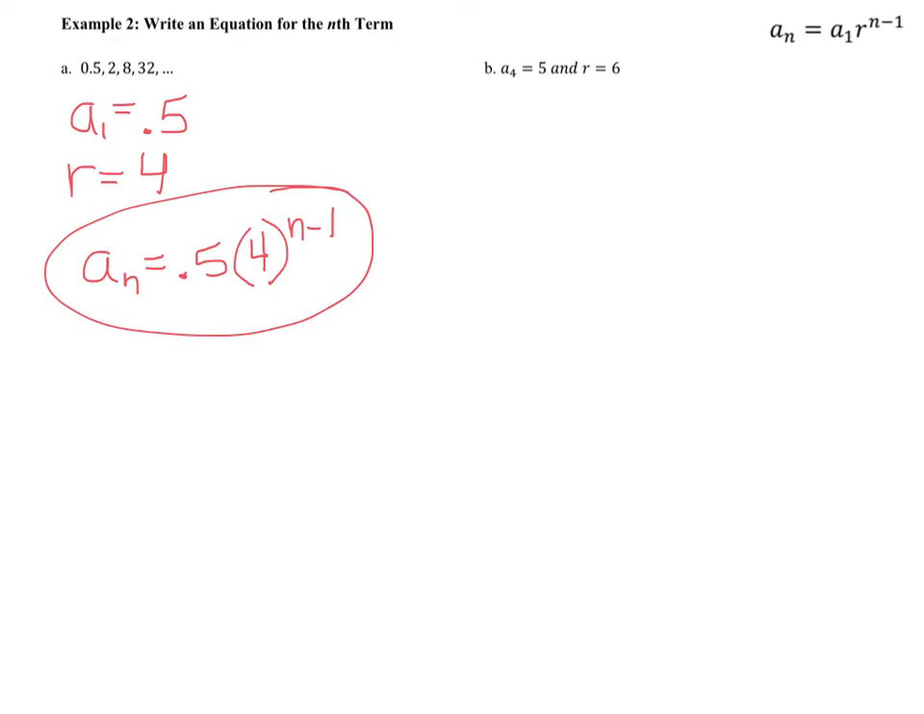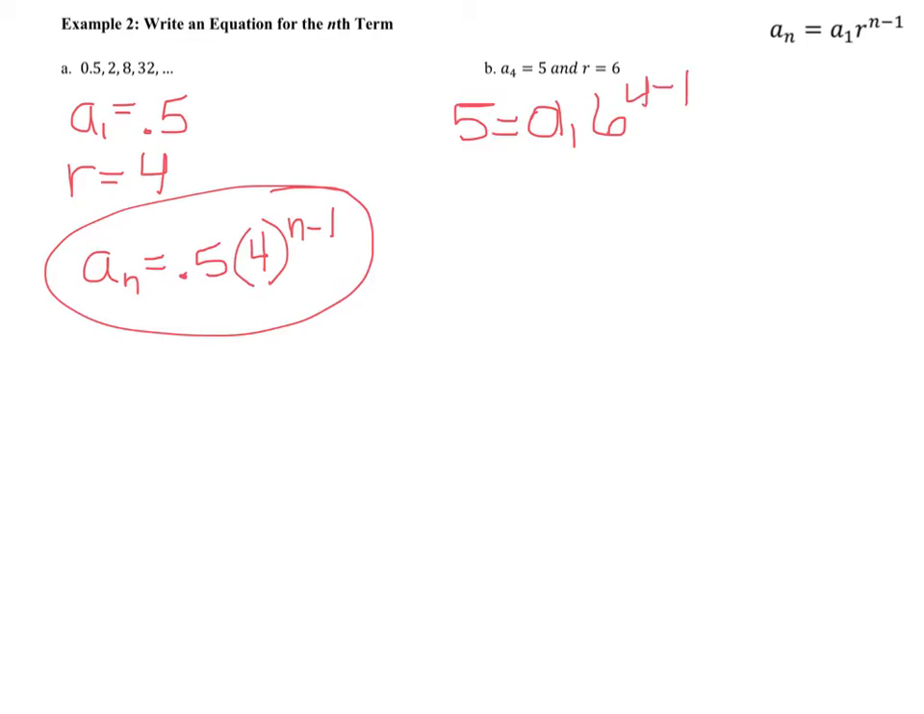In the second problem, problem B, they gave us A sub 4 equals 5, so we have to use that information. So since A sub 4 equals 5, we're going to say 5 is equal to, we don't know what A sub 1 is, so we have to leave it as A sub 1, R, which is 6, and then N, which is going to be 4 because they gave us A sub 4, minus 1.